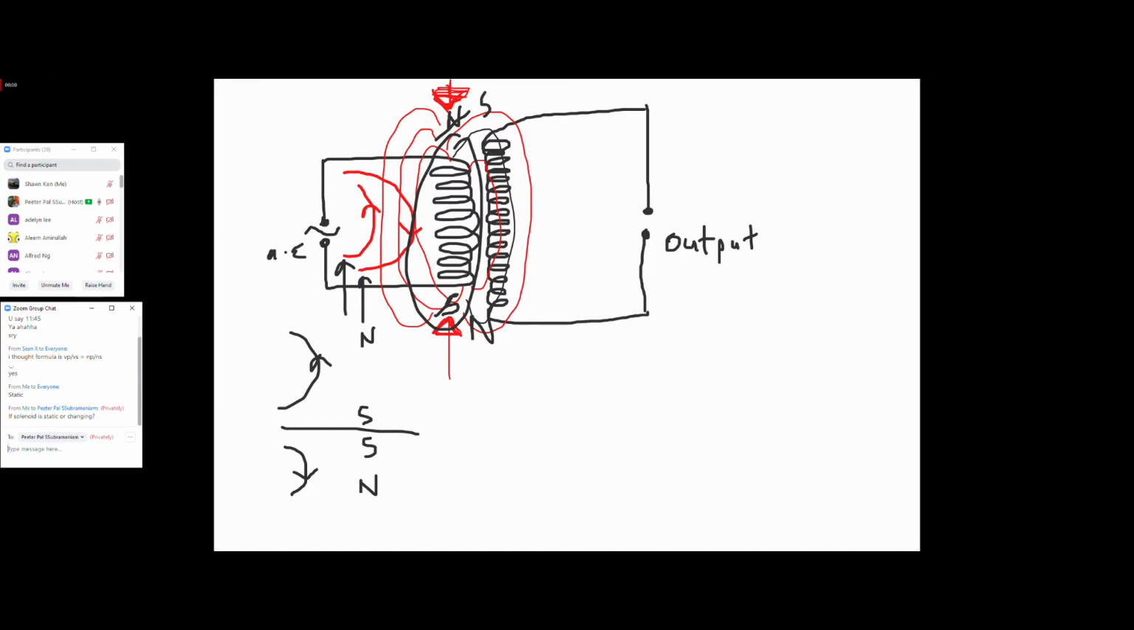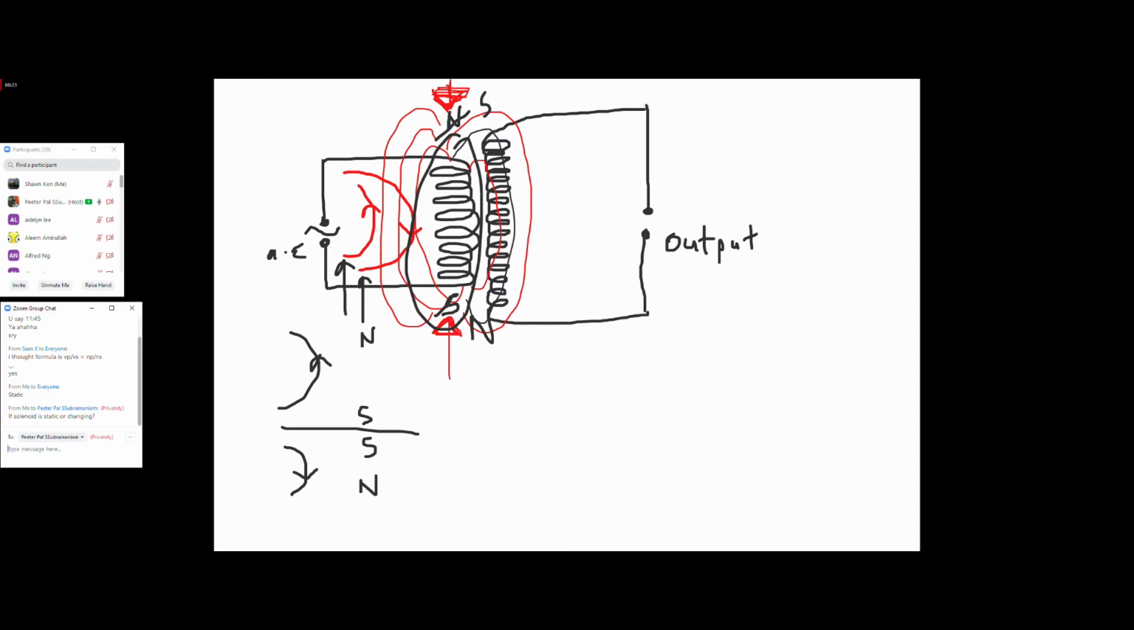The solenoid is not moving. All the solenoids are static. They are not moving. In a transformer, nothing is moving. Just that the magnetic field appears, disappears, appears, disappears, with changing direction.